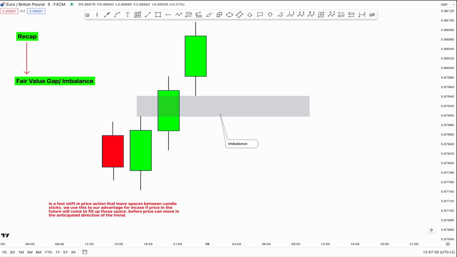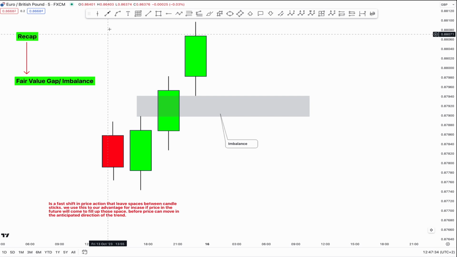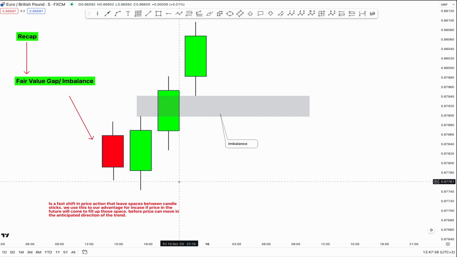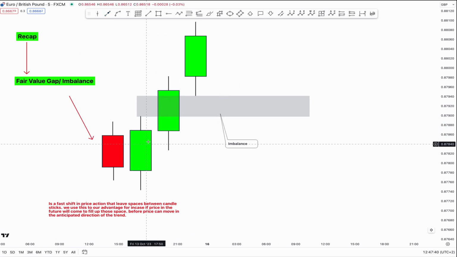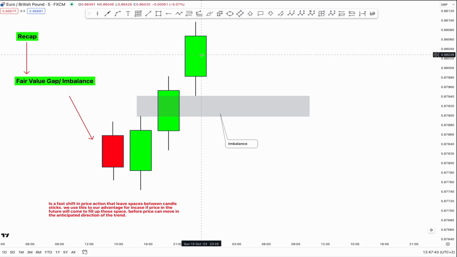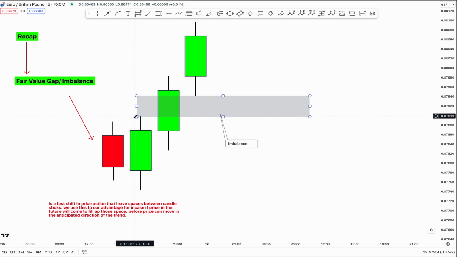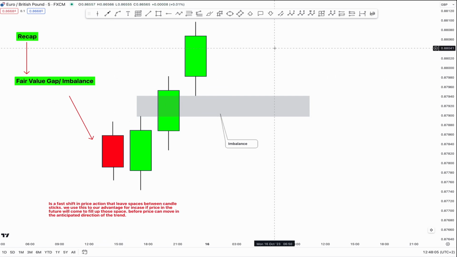This is another recap, of fair value gaps and imbalances. We can clearly see that we have a bearish candlestick here, followed by a series of bullish candlesticks. But to understand a fair value gap, you have to understand that it is just a shift in price action that leaves spaces between candlestick wicks. So mostly you will see fair value gaps when the market is moving aggressively to the upside or to the downside. The market will leave some spaces in between the wicks.